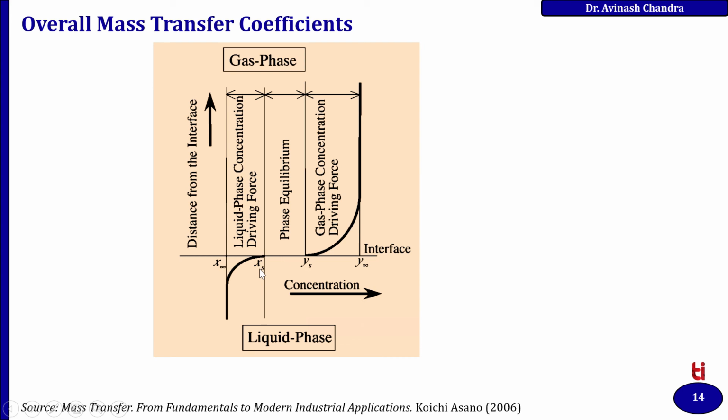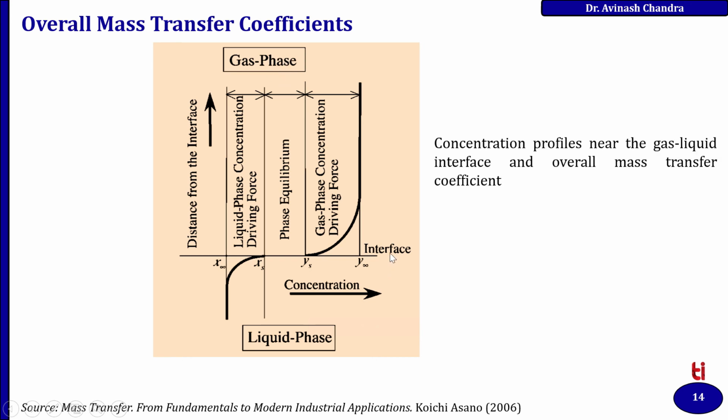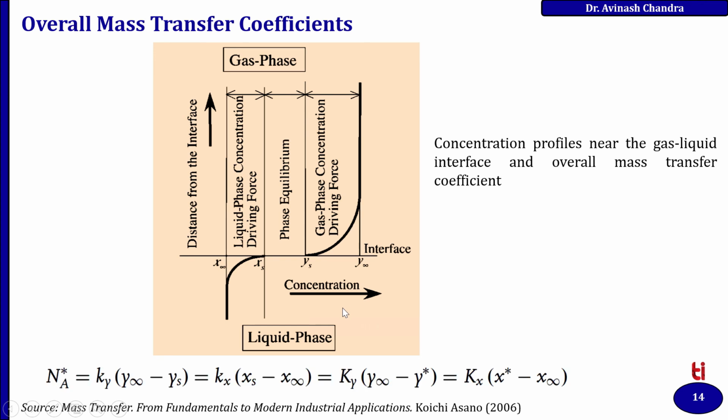So Xs is less than X infinity, Ys is less than Xs, and Y infinity is less than Ys. So this is liquid phase, this is gas phase. So the concentration profile near the gas liquid interface and overall mass transfer coefficient are explained here. Based upon this, the flux NA star, the equilibrium flux, is equal to Ky times (y infinity minus Ys), equal to this much and this much. That's coming similar from here.